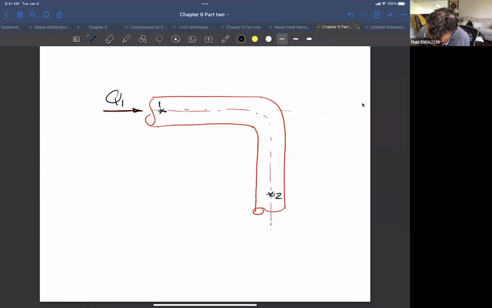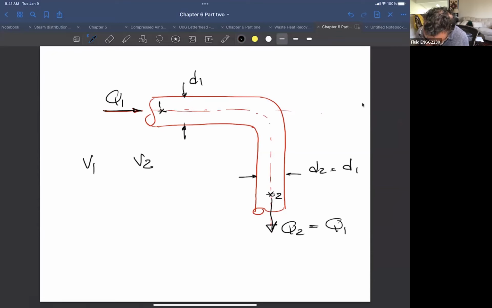So Q1 and Q2 are equal, right? How about V1 and V2? The diameter here and the diameter here are equal. What is the velocity 1 and the velocity 2? What is the relation between V1 and V2?